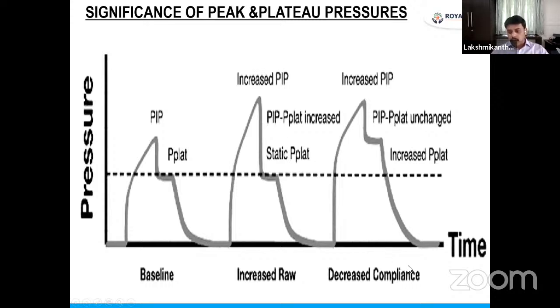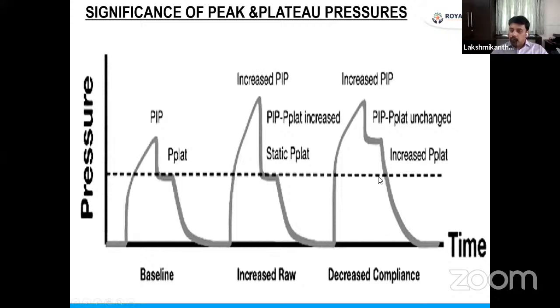But in a patient with decreased compliance, such as in ARDS, there is an increase in the peak pressure as well as your plateau pressure. Though the peak pressure to plateau pressure gradient almost remains the same as in a normal patient, the peak pressure increases as a result of the increase in the plateau pressure. This is what is very important for us.